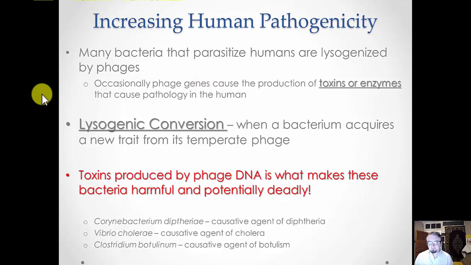Lots of other changes could happen, but one of interest is the fact that they cause a mutation that leads to the production of a toxin or an enzyme that is pathogenic to humans, or it can make something even worse, more pathogenic than it was previously. This is called lysogenic conversion. This is when a bacterium acquires a new trait from a temperate bacteriophage during that lysogenic cycle. A few examples that the textbook mentions: Corynebacterium diphtheriae.